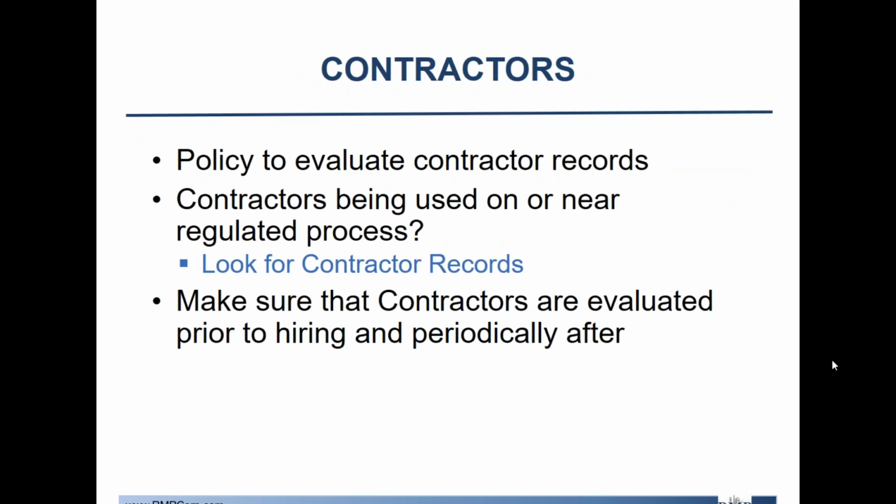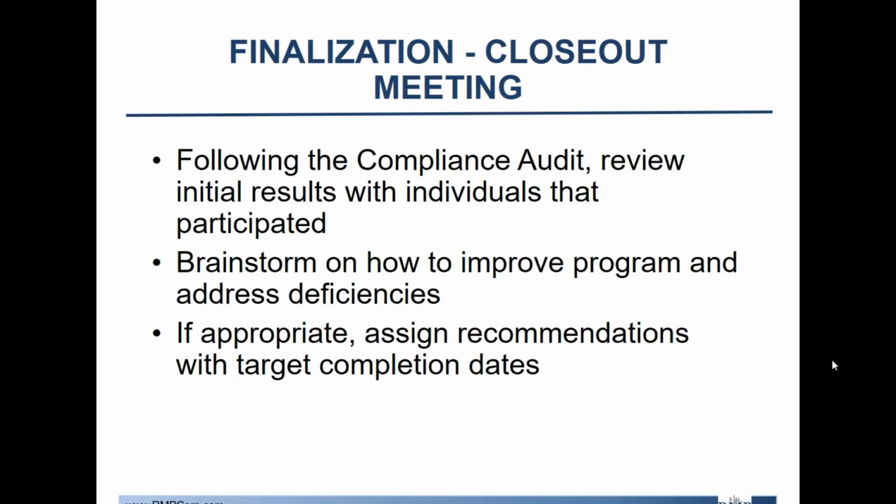Last section is contractors. So ensure that there's a policy to evaluate contractor records, for contractors that are being used on or near the regulated process. You have to look for all the contract records, make sure that they're being evaluated, and make sure that they're evaluated prior to hiring and evaluated after. So now I'll have Alex come back up, and he'll talk about the finalization and the closeout meeting.